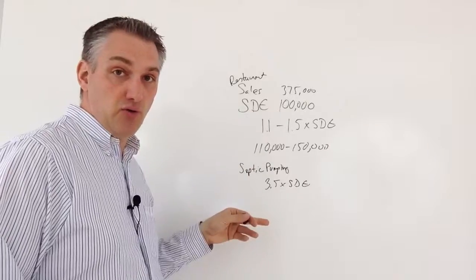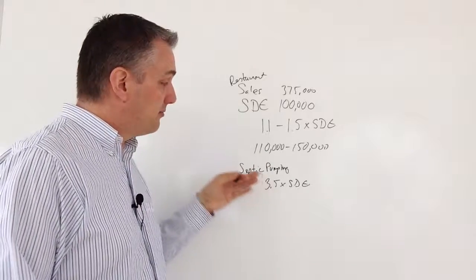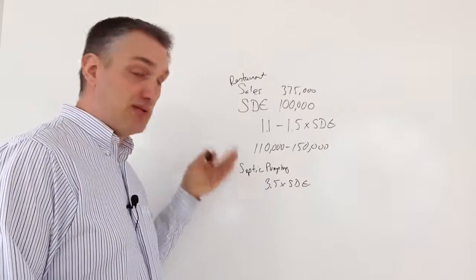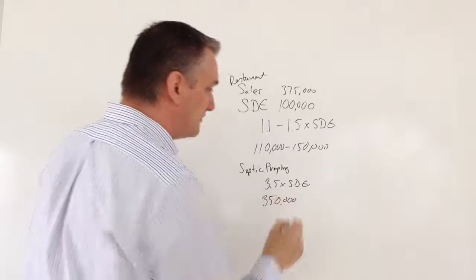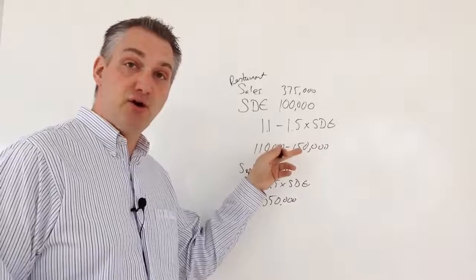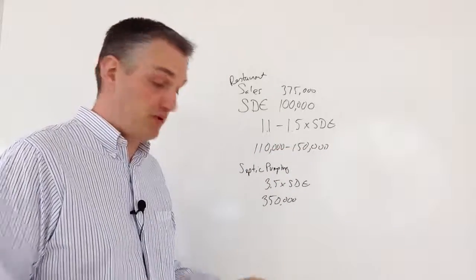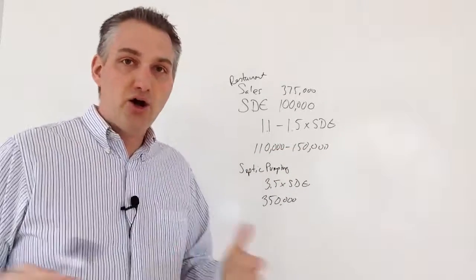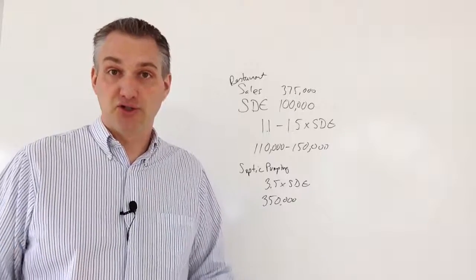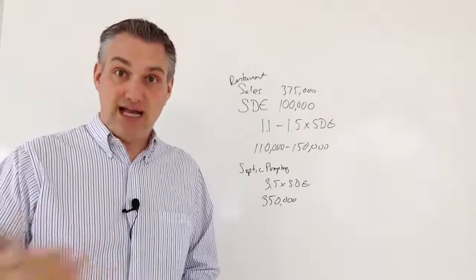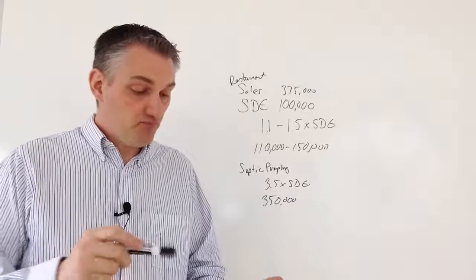Same cash flow, $100,000, but in the septic pumping industry, people might be willing to pay $350,000 for that cash flow versus $110,000 to $150,000 in the restaurant example. So why on earth is there such a huge discrepancy between the multiples in these two industries? And the answer to that question is risk.